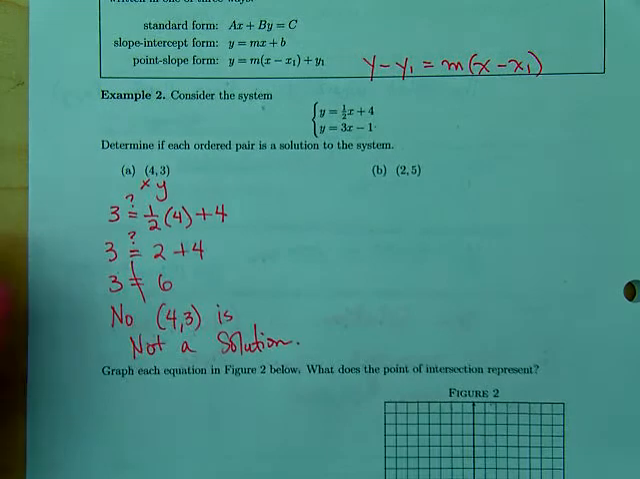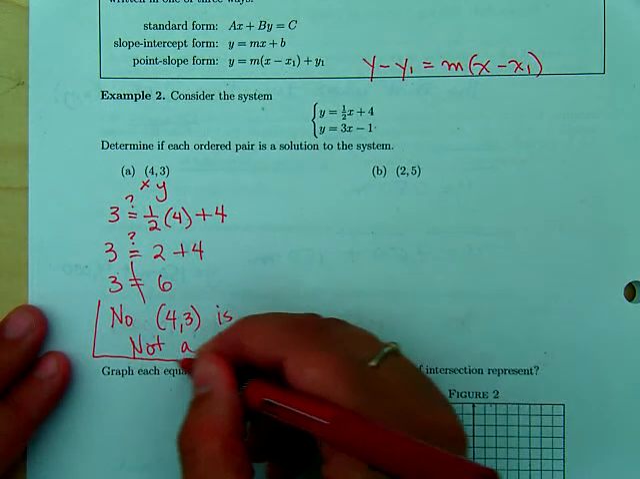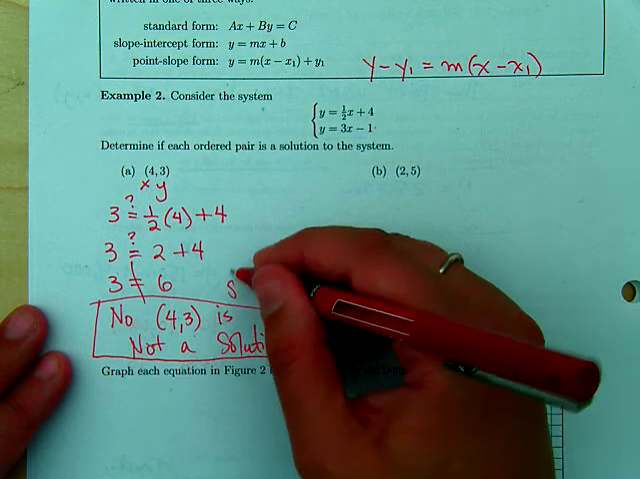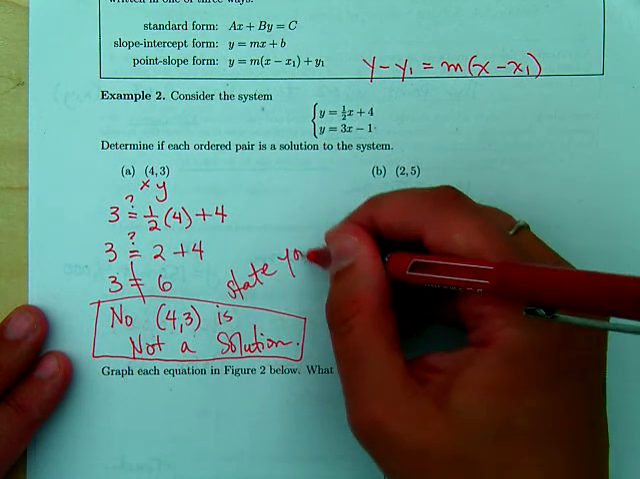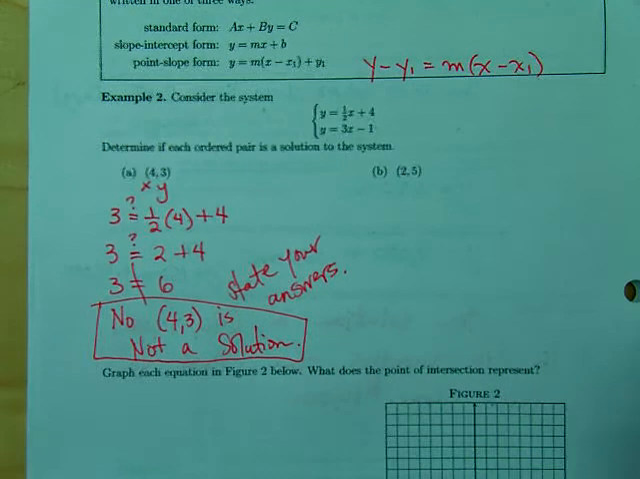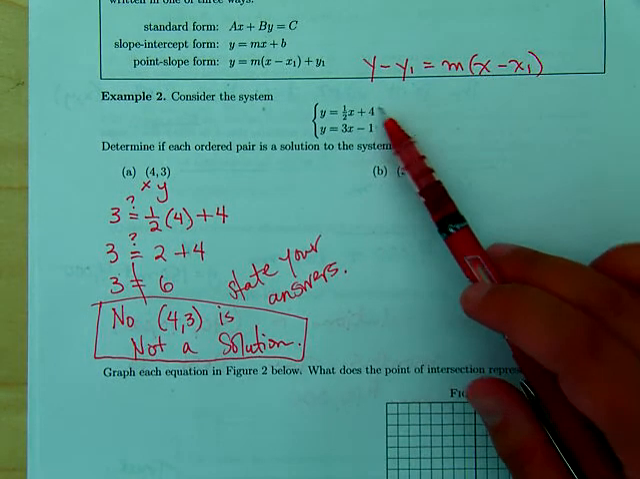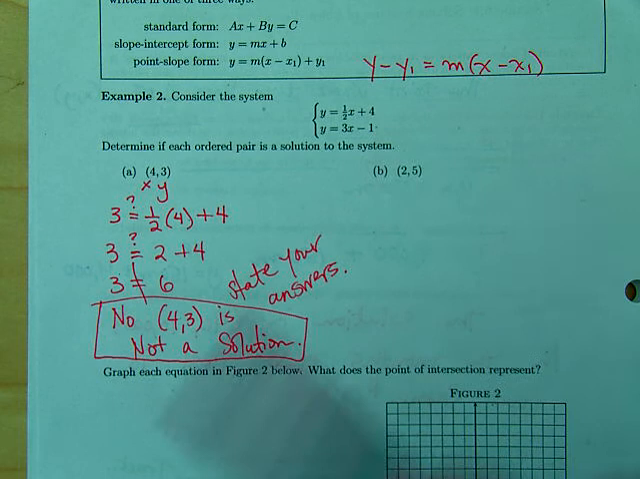Now, this is the sad part for me, a lot of times students will know what the answer is, but they won't actually say it. So you need to go a step further and always state your answers. Okay, now I want you to try 2, 5. If you know it works in one, then check and see if it works in the other. It's only a solution if it works in both. So go ahead and try that right now.